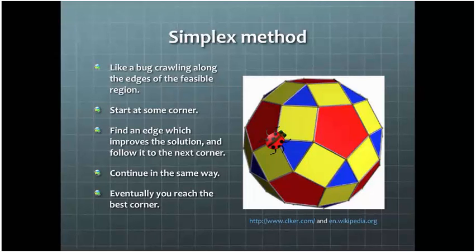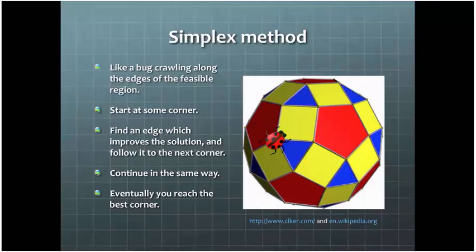Now, what you'd like to do is decide if you're at the best corner. Well, one thing you can do is look along the edges and decide if crawling along those edges will improve your solution. And if it does, well, then you should crawl along that edge. This might remind you of algorithms that we used in graph theory, like the nearest neighbor algorithm. So find a direction which improves the solution and follow it and go to the next corner.